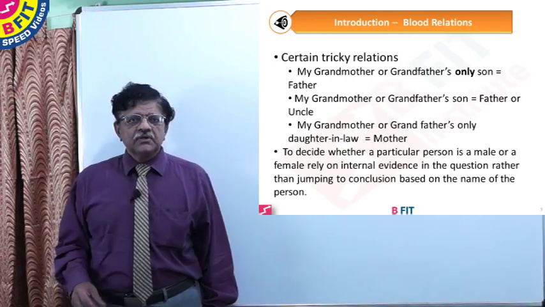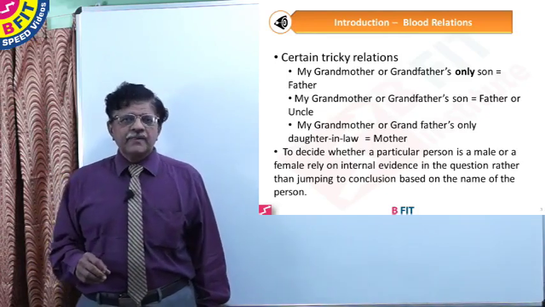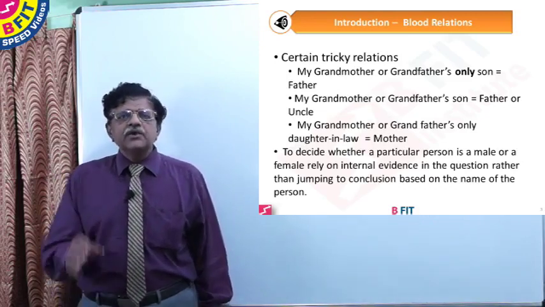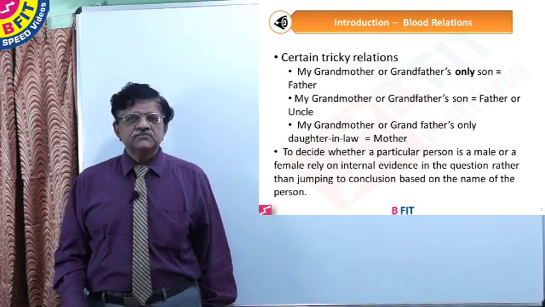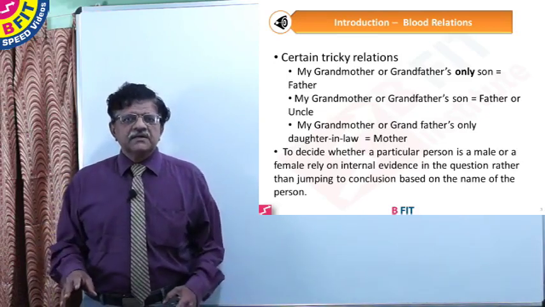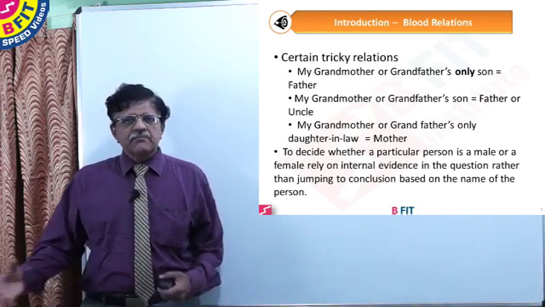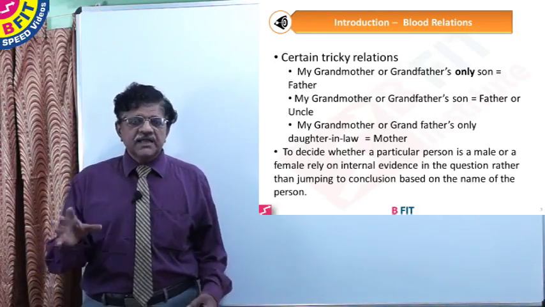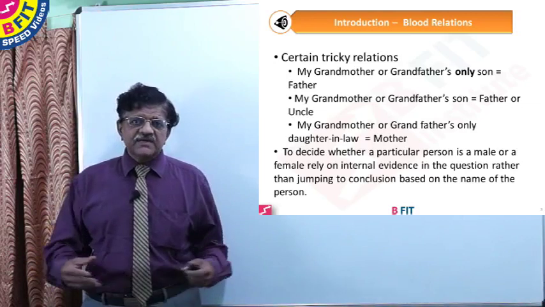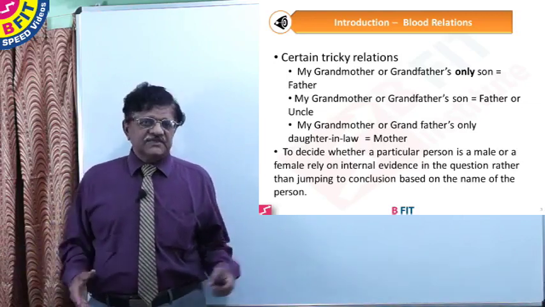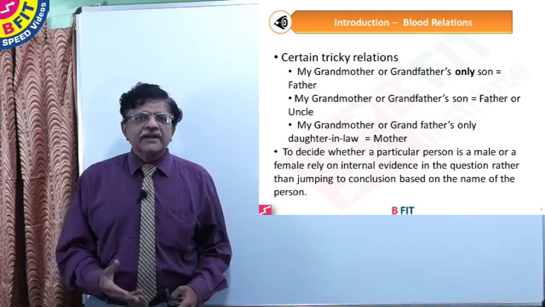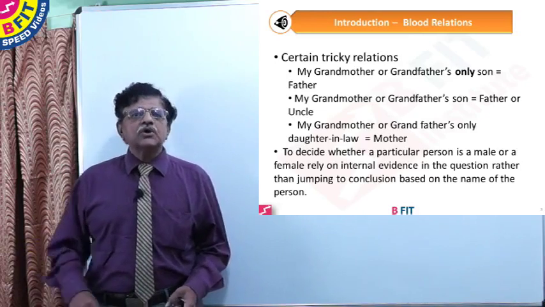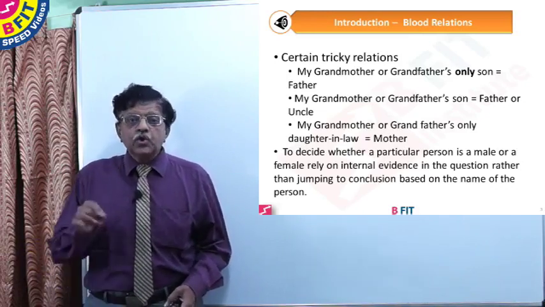Now the next important point you should know is, you should not jump to a conclusion regarding the gender of a person by merely looking at the name of a person. Ram means man. Krishna, now in some parts Krishna is a man, in some parts Krishna is a lady. Therefore don't jump to conclusions based on the name, because India is a diverse country. Maheshwari, for example, is a woman in South India, and Maheshwari is a man in some parts of North India. Therefore, don't jump to conclusions merely by looking at the name of a person. Look for internal evidence.